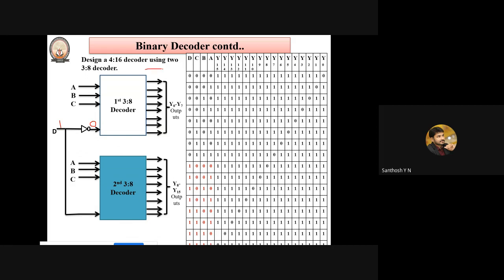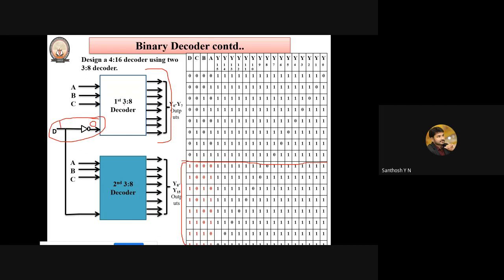So you can observe the output of this decoder up to here. Whenever D is taking the value 1, you can observe the output from this decoder's truth table. From the first 3 to 8 decoder, the inputs are A, B, C, and here we cannot call this an actual input. We will consider it as an enable signal.